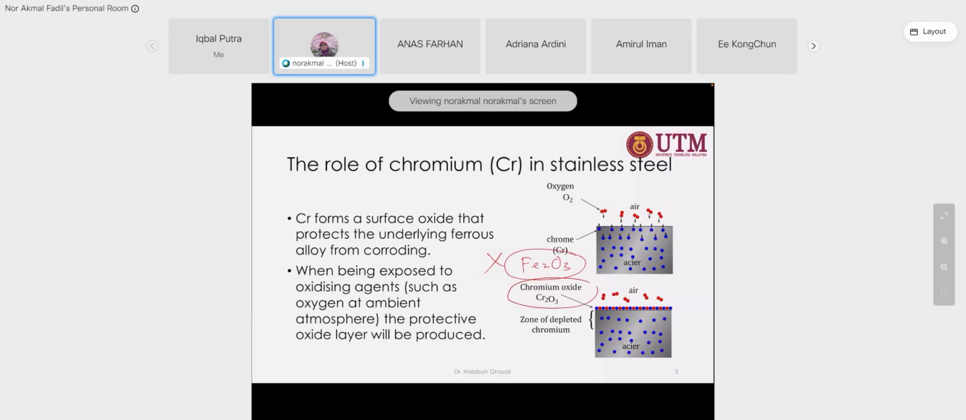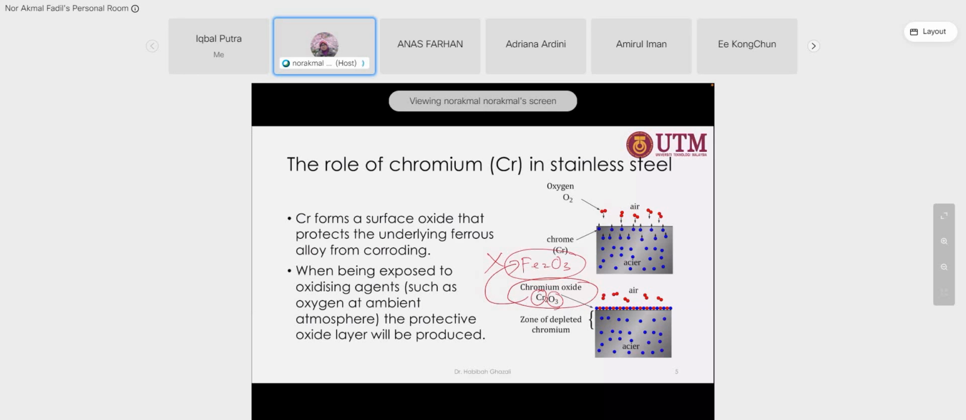But if you have chromium, you can have any other elements, and they also can form oxide. But the reason we choose chromium is because chromium can react with oxygen faster than iron. So meaning that if in your material you have chromium, chromium will win when there is exposure to the oxygen, and not just because of that reactive or active material of chromium.